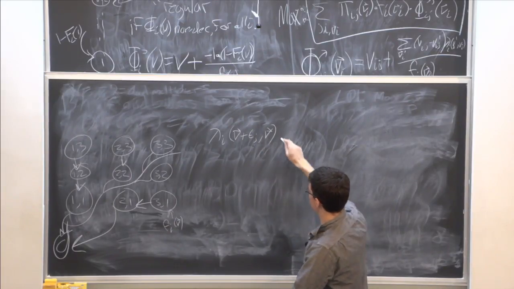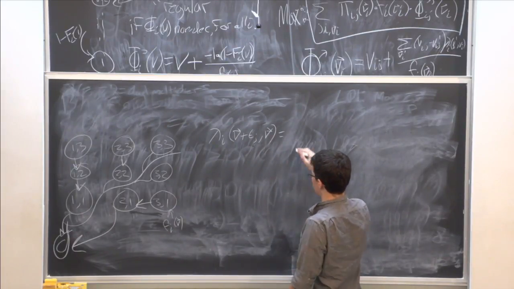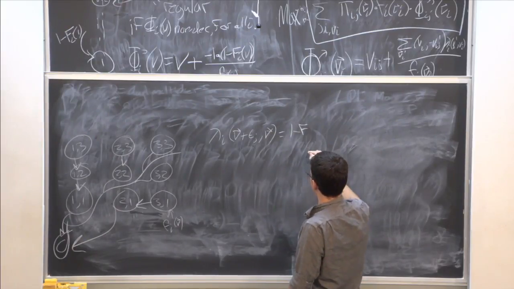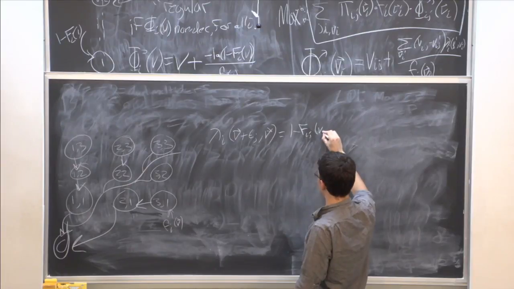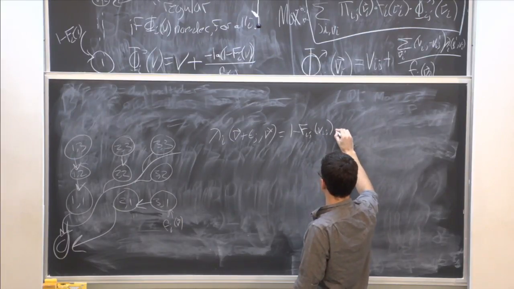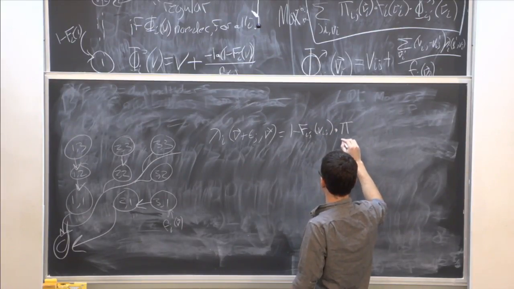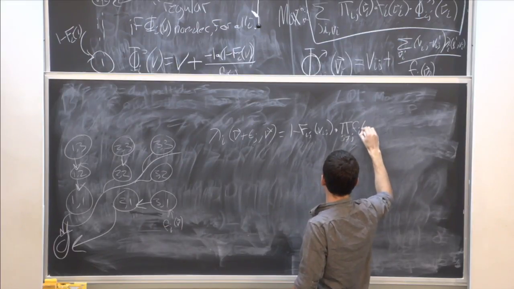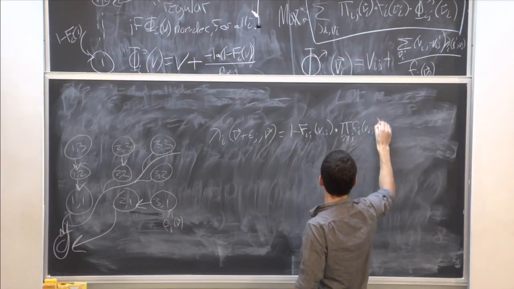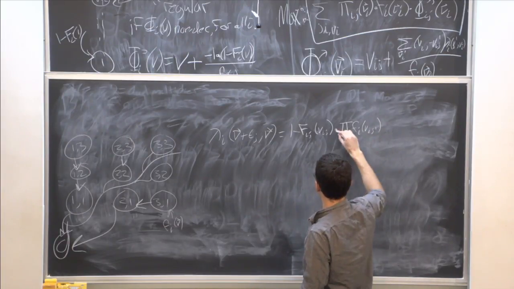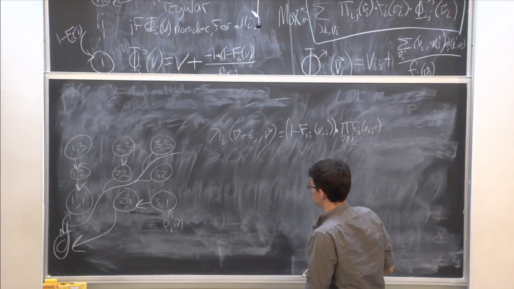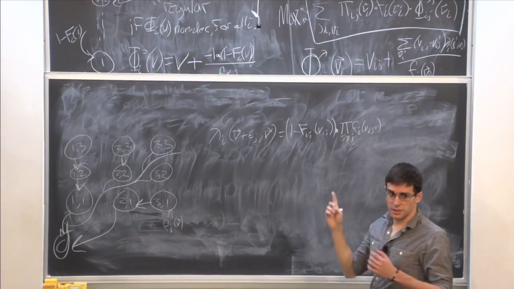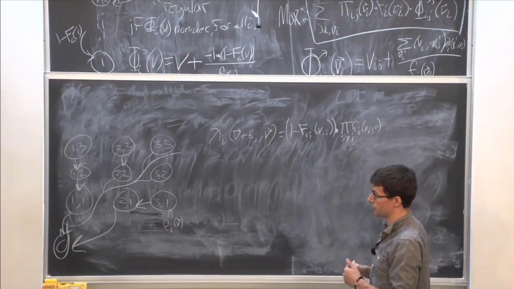then I claim that the flow that's being sent is equal to 1 minus F_ij of v_ij times the product over all j prime not equal to j of little f, and that's it. Okay, so let's parse why am I claiming this is true.